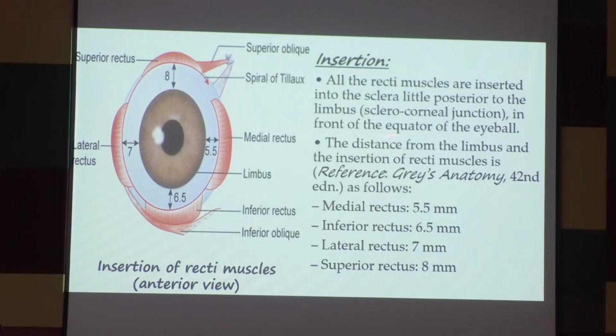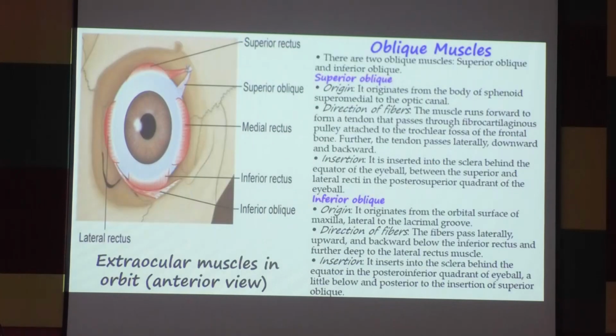Medial rectus 5.5 millimeters away from the limbus. See here, this is medial rectus 5.5. Then it is rotating clockwise. Inferior rectus is 6.5, lateral rectus is 7, superior rectus is 8. Okay, 5.5 medial, then inferior 6.5, lateral 7, superior 8. Clockwise it is rotating. Okay, the distances are actually important for your MCQs.